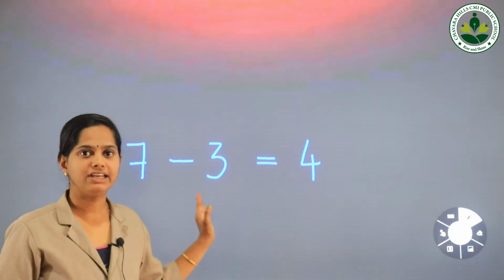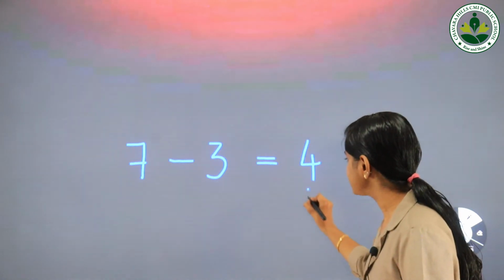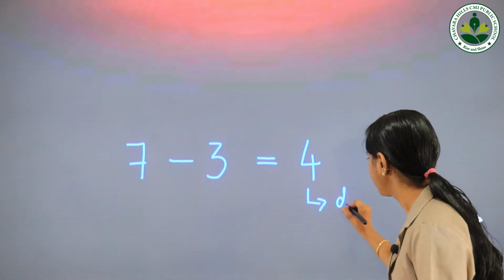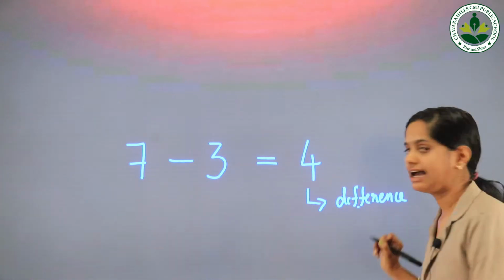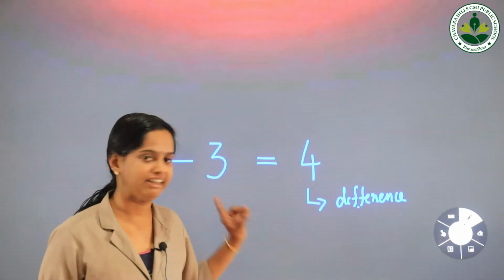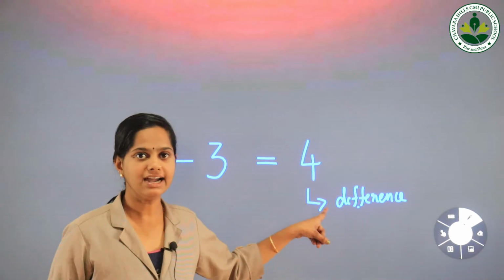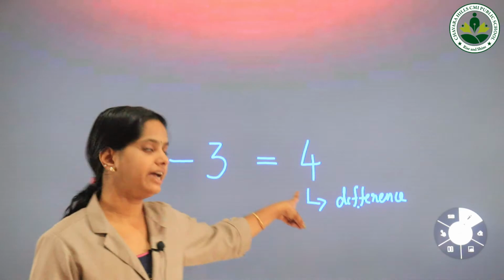The answer we get after the subtraction operation is called difference. Here, 4 is the difference. Here, we subtract 3 from 7 and we get 4. Today, we discuss subtraction without regrouping.